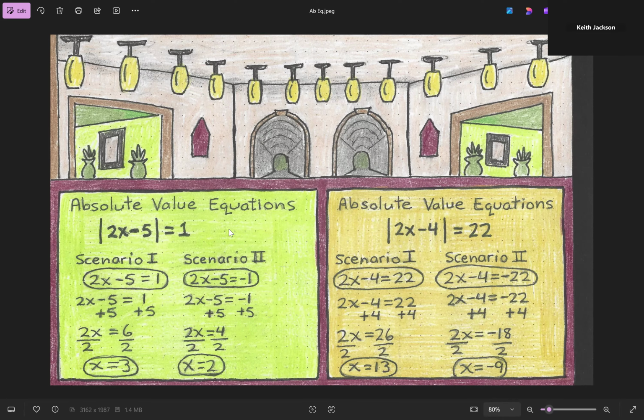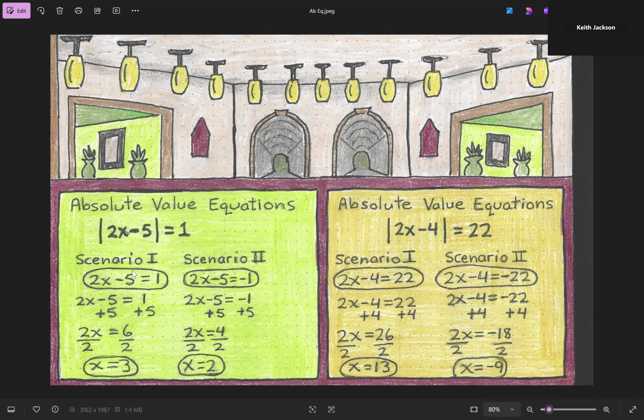And since we have an absolute value equation, we have to present ourselves with two scenarios. And here is scenario 1. We can have 2x minus 5 is equal to a positive 1, or we can have 2x minus 5 is equal to a negative 1. And we have to work out both scenarios because both scenarios apply when it comes to absolute value equations.